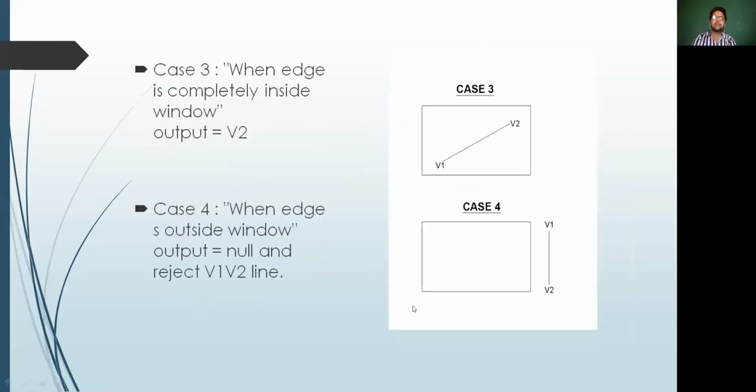In case number 3, when the edge is completely inside the window, it is not necessary to remove any part. The unnecessary part is nothing, so we remove nothing in this case. The output is already V2. In case number 4, when the edge is present outside the window, the output is null, and we reject V1 and V2 because they are totally outside the window.